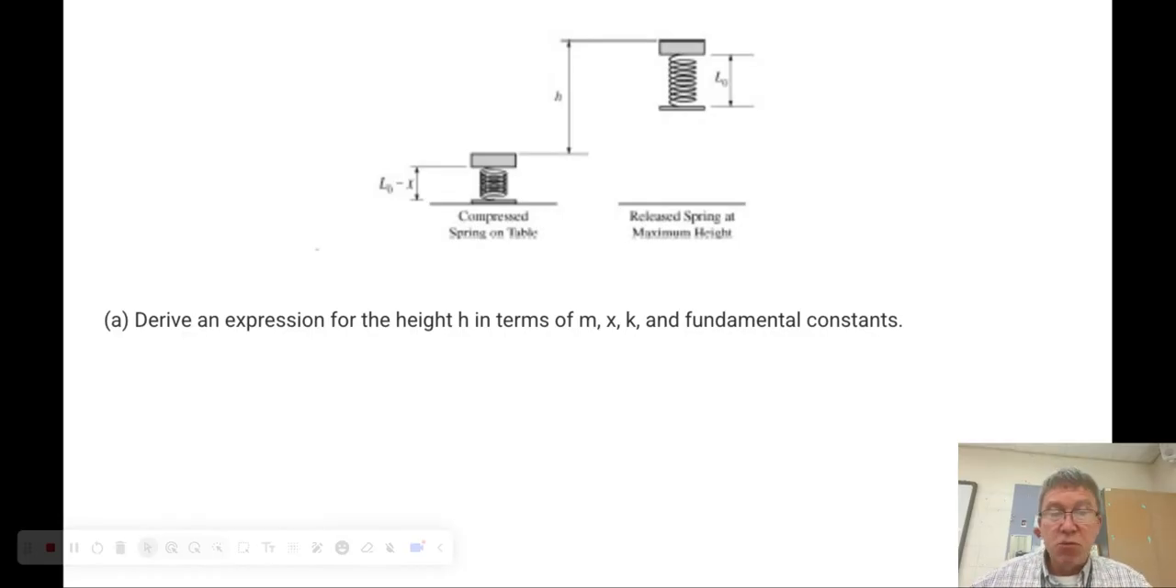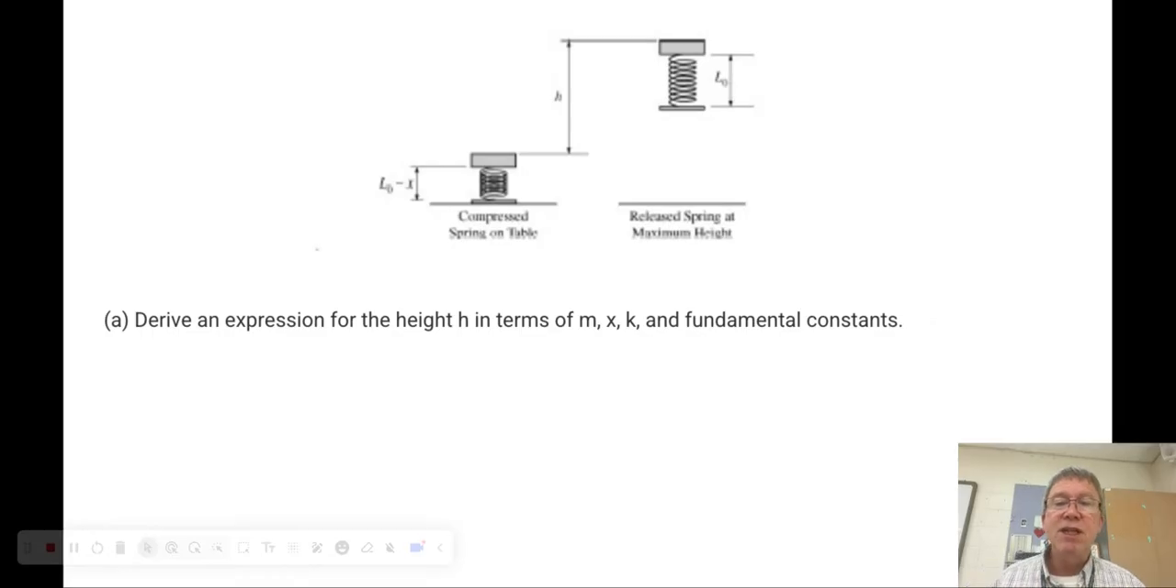All right, so I just took one at random here. I'm not going to give you the background, but basically you're told in the prompt that you have a toy that's like a spring that jumps up in the air, and we're told how much it got compressed and how high it jumped. Then the first prompt says derive an expression for the height h in terms of mass, x, k, and other fundamental constants, by which they mean in this case g.